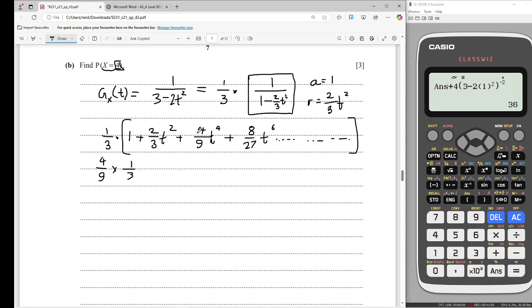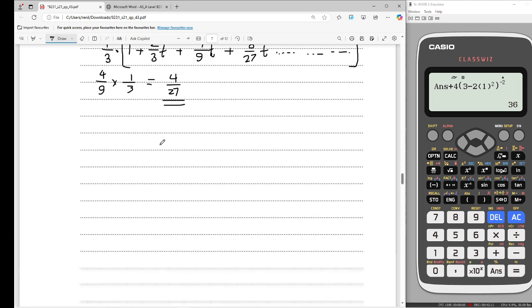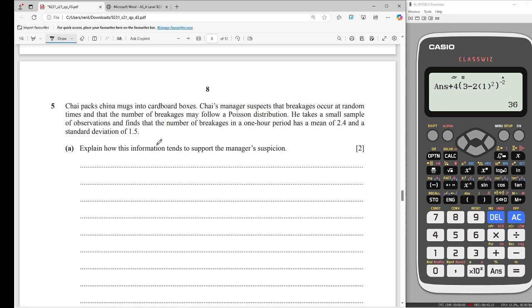Okay, because we're taking out our coefficient and then multiplying it with what we factorized out, which is equal to 4 by 27. This right here is the probability that x equals 4. So yeah, fine. Now looks like this is going to be a question on chi-square test. Fine. Explain how the information tends to support the manager's suspicion.